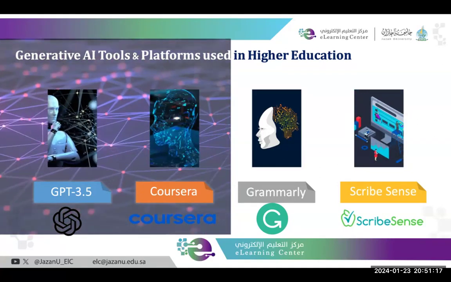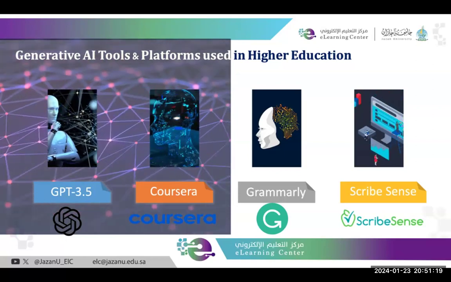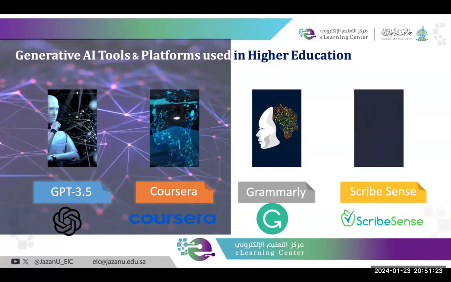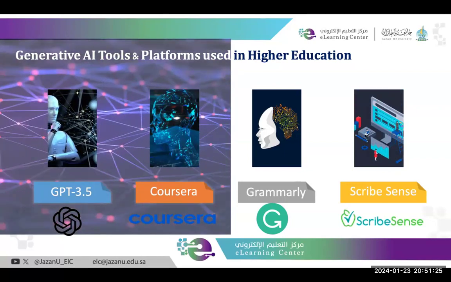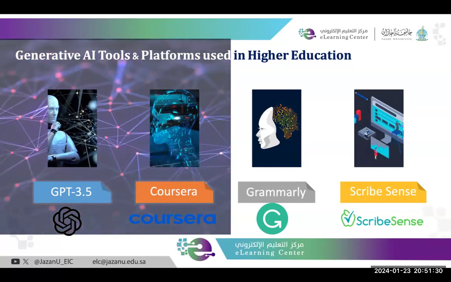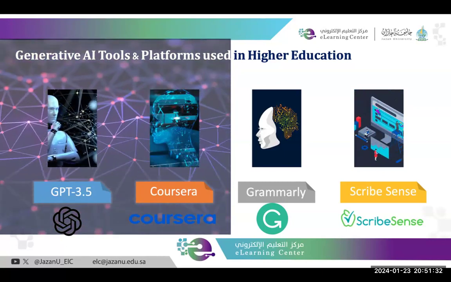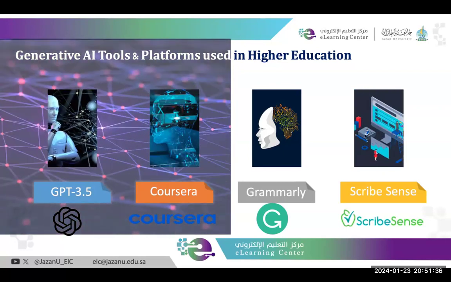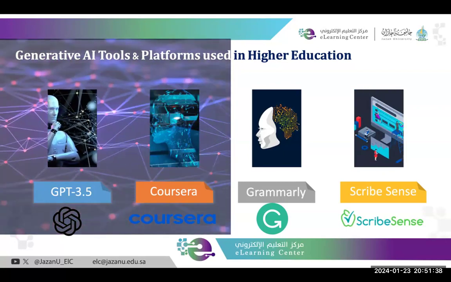The next one is Coursera. Coursera incorporates generative AI in course creation and assessment, allowing universities to create online courses efficiently. Coursera is a very good platform. It is always used for content creation, course creation, and they're also using the AI-based environment, which can help to create the courses.